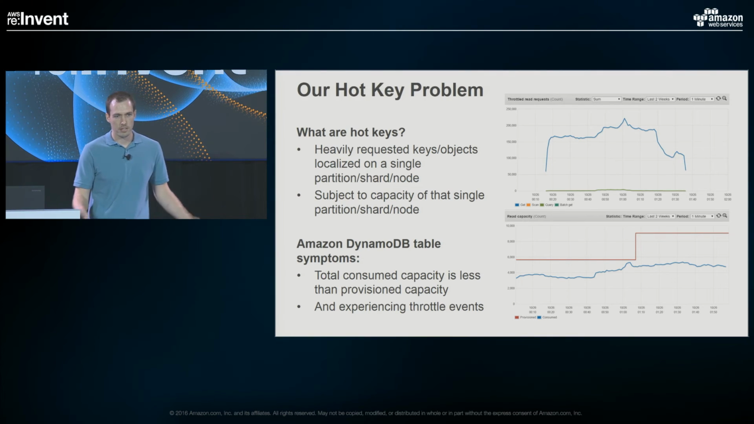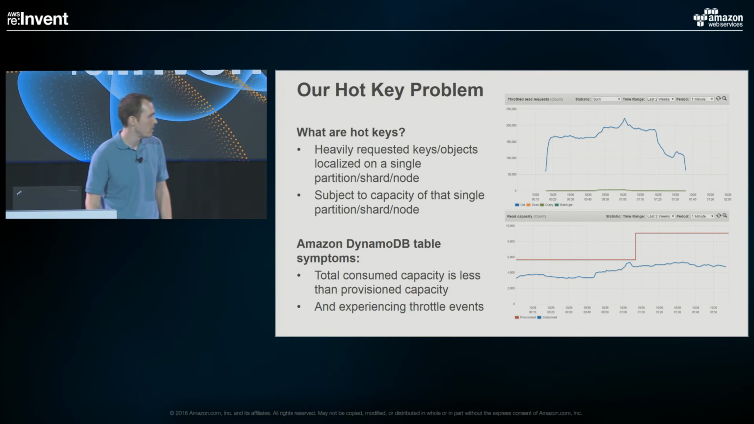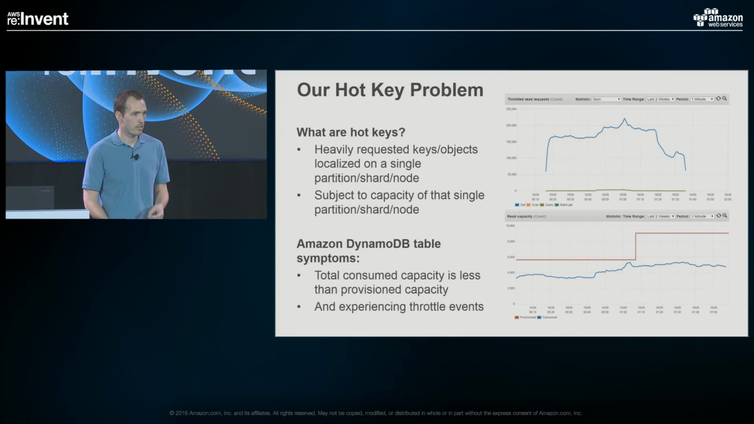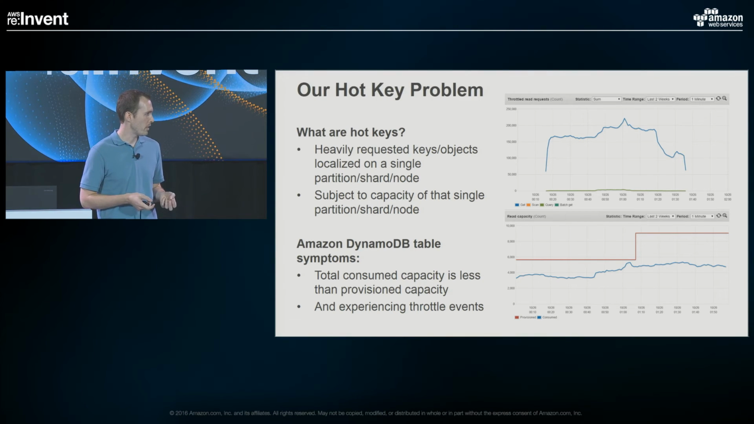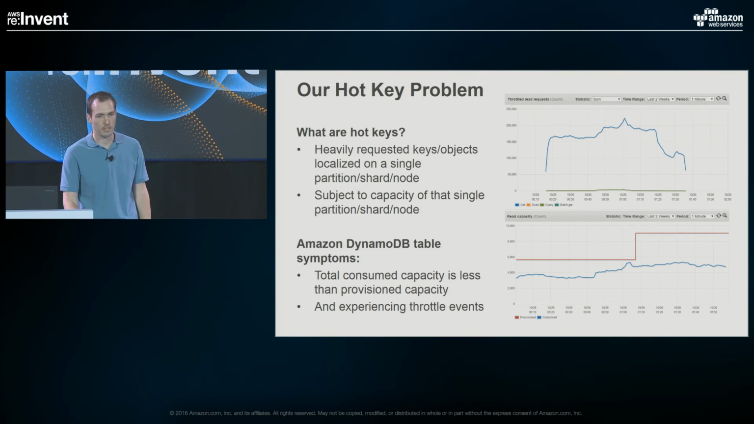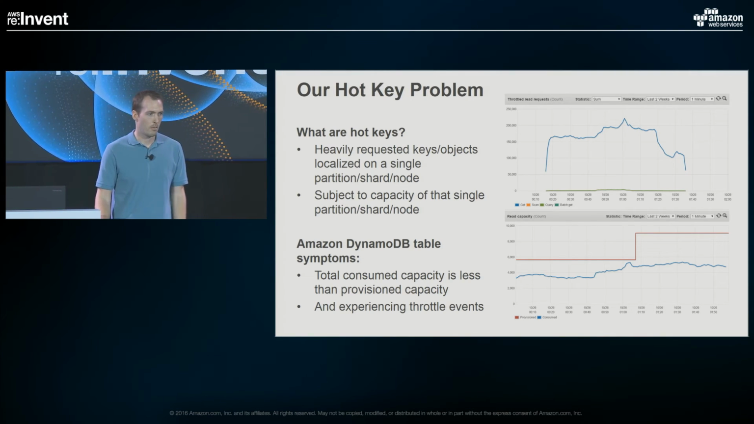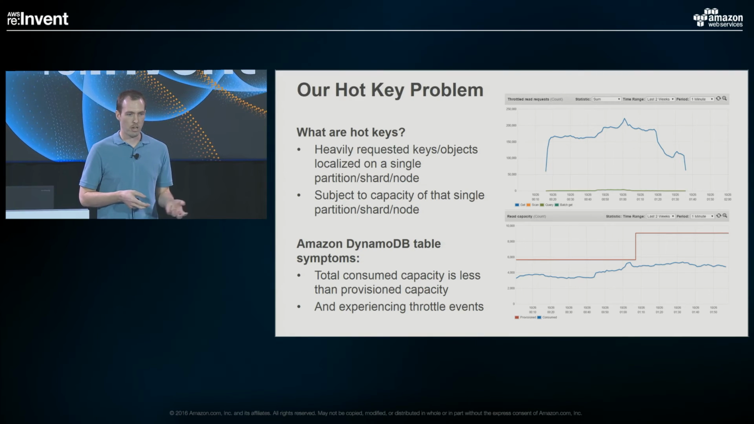When this happens, we call it a hotkey. A hotkey is one key that's accessed more frequently than the other keys. In order for DynamoDB to work really well, you have to distribute your load across the keys evenly so that one partition doesn't get overwhelmed while the other ones are just sitting idle.